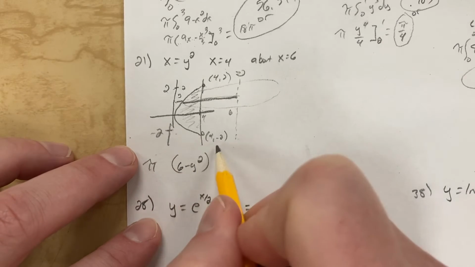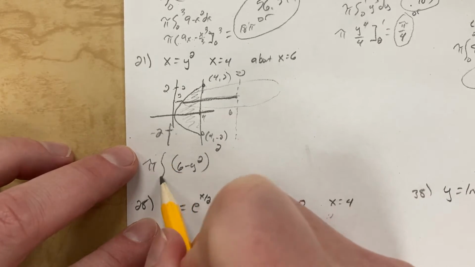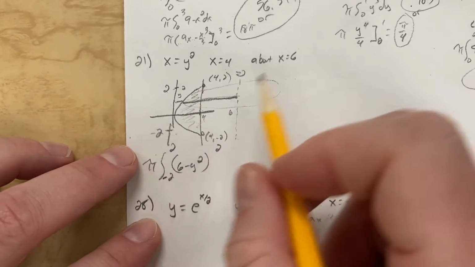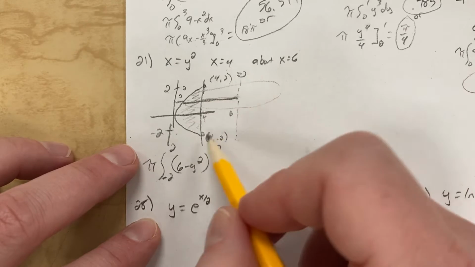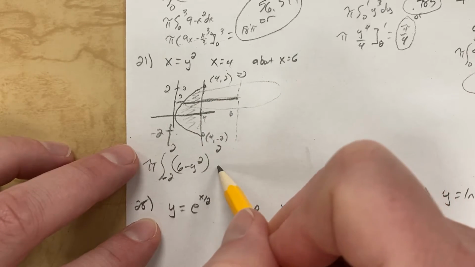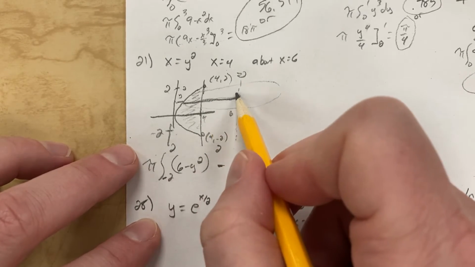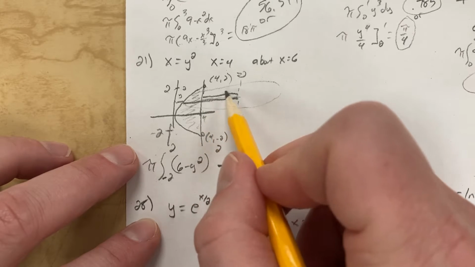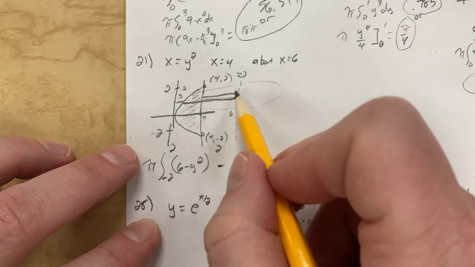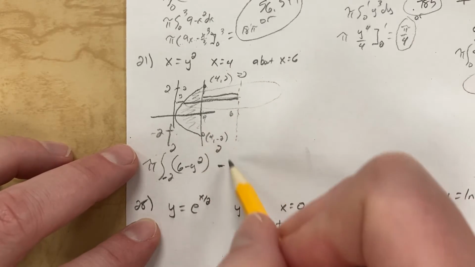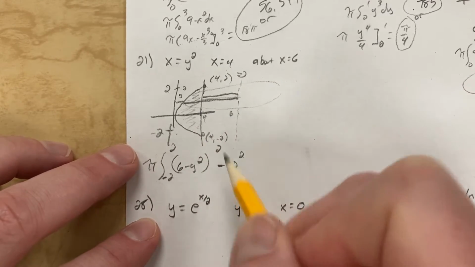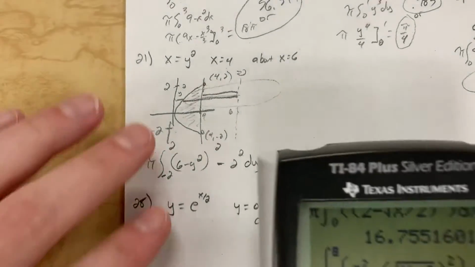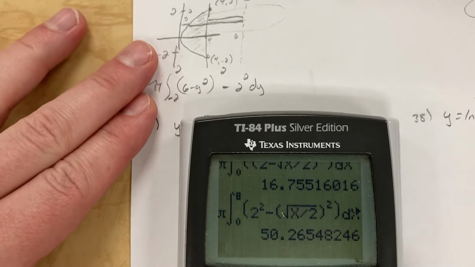If I go pi times that squared and we integrate that from negative 2 to 2, that would give us everything, as if this whole thing was a solid. But not the whole thing is a solid. We have a piece that's missing, and the piece that's missing is from here to there. And no matter what y value you're at, that distance is always 2. Okay. So there's our setup. We have our big radius squared minus our little radius squared.